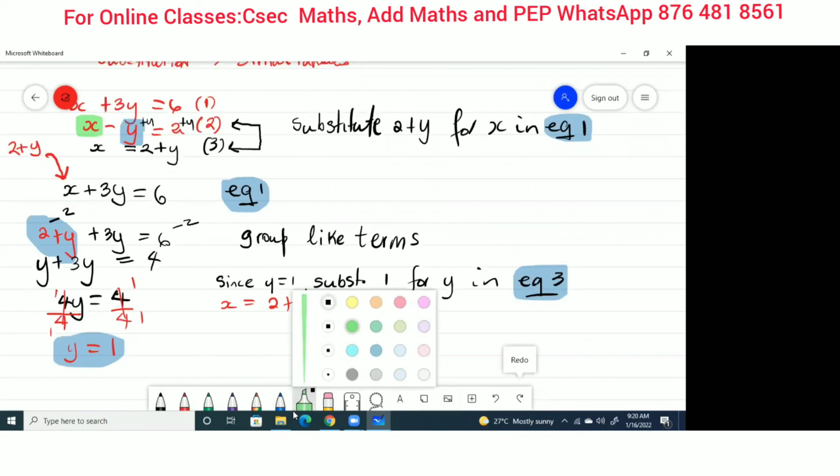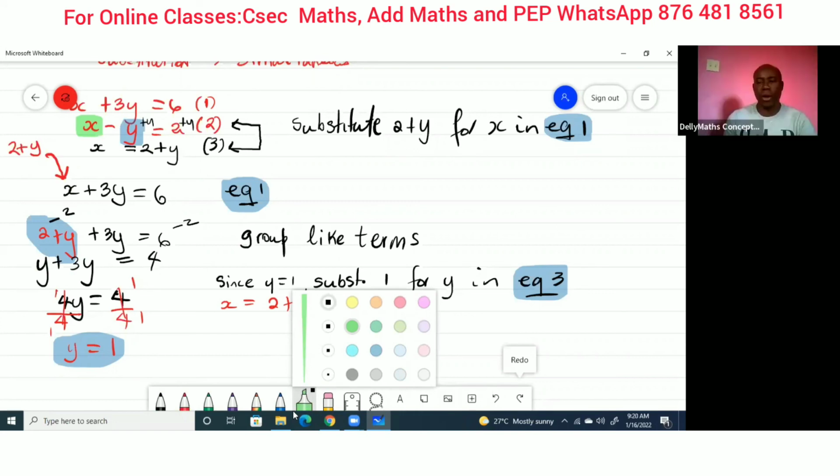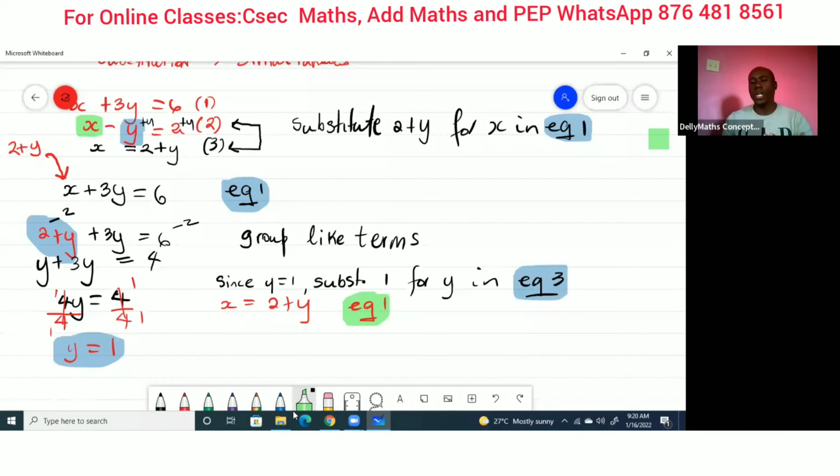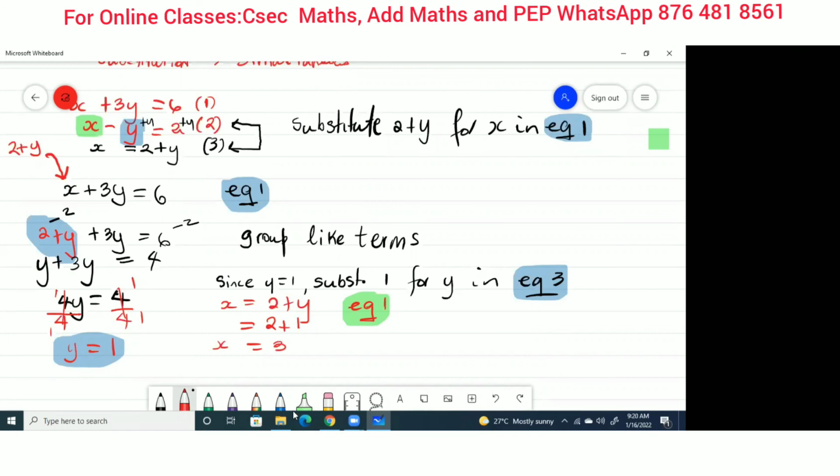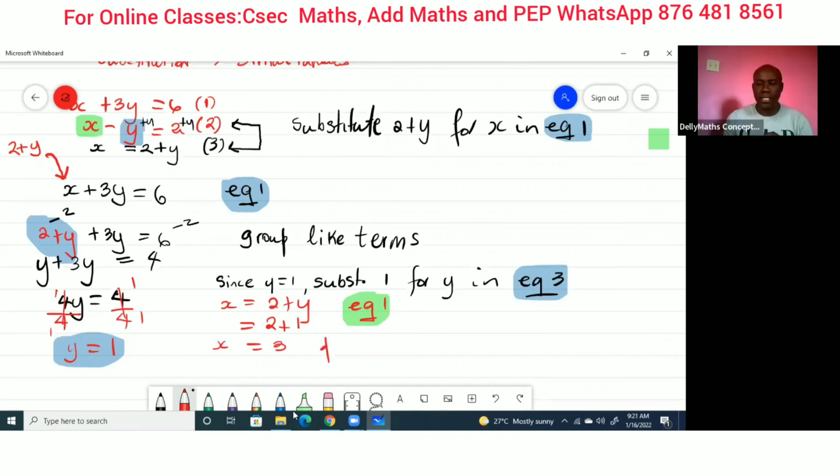And because I want to find a value for x, I would want to use an equation where x is by itself already. So you could see that x is equal to 2 plus y, but definitely I know that y is 1. Therefore, we could conclude that x is equal to 3. So x is equal to 3 and y is equal to 1.